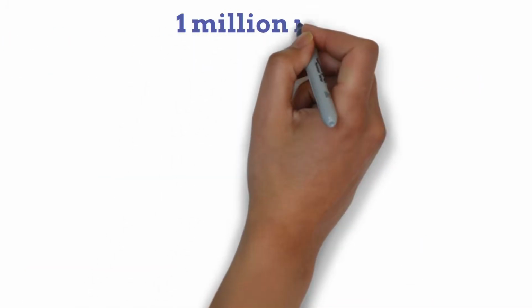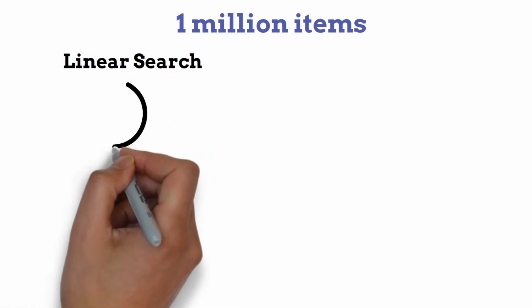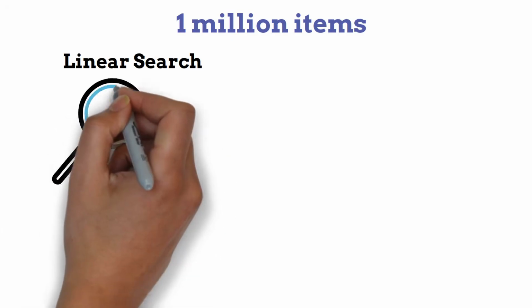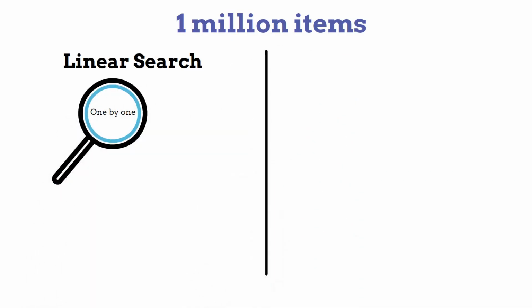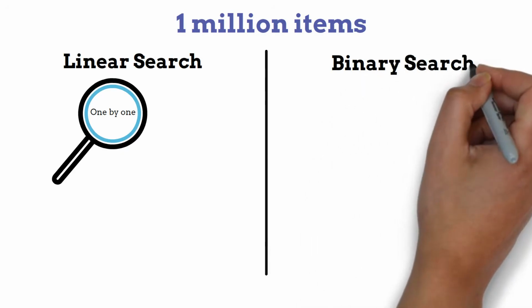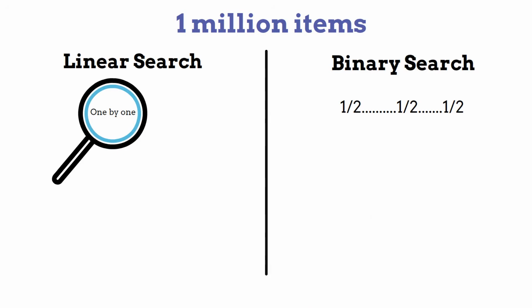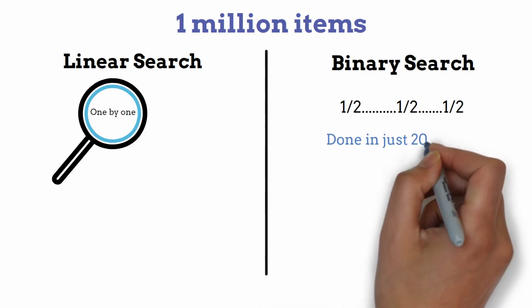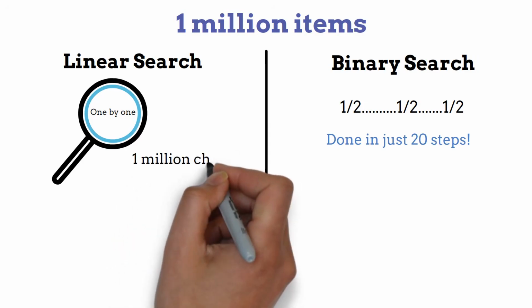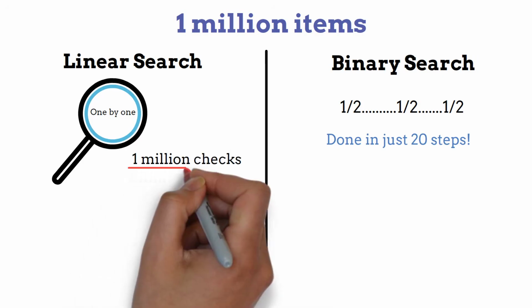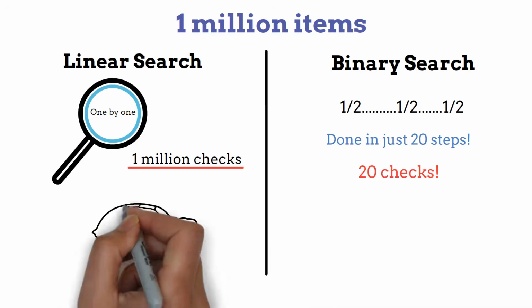Imagine searching through 1 million items. Linear search: all right, let me check each item, one by one. This might take a while. Binary search: watch this. Half, half, half. Done in just 20 steps. That's right. Linear search might need 1 million checks, while binary search needs only 20. It's like comparing a turtle to a rocket.